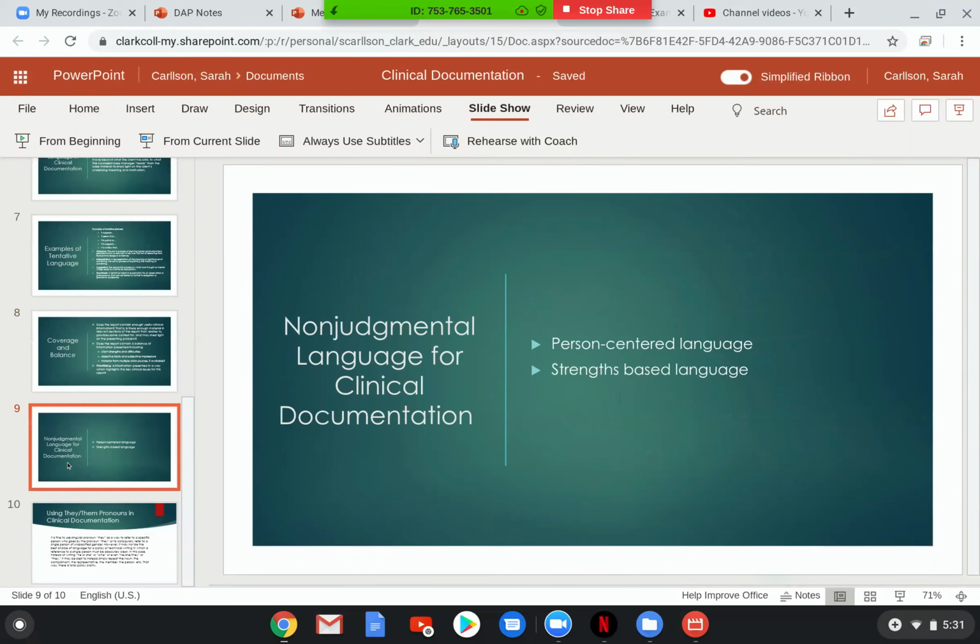We also want to make sure that we're using non-judgmental language. And so there is a video this week on person-centered language. So this is simply, we're not going to say he's a schizophrenic. We're going to say this is a person with schizophrenia. We're not going to say she's a borderline or she's a bipolar. We're going to say she is a person with bipolar disorder or a person with borderline personality disorder.